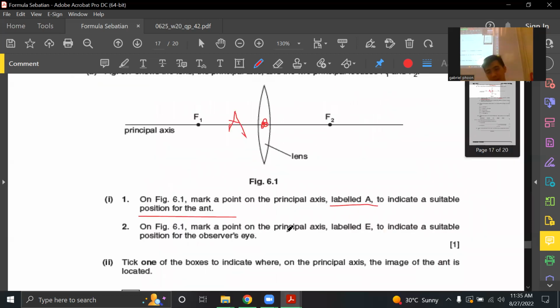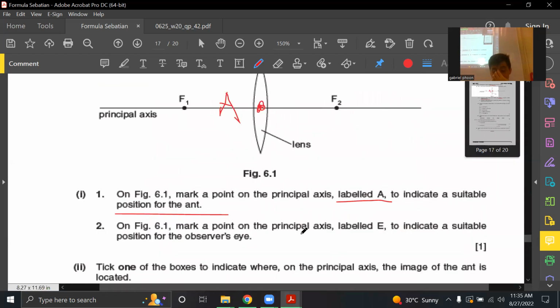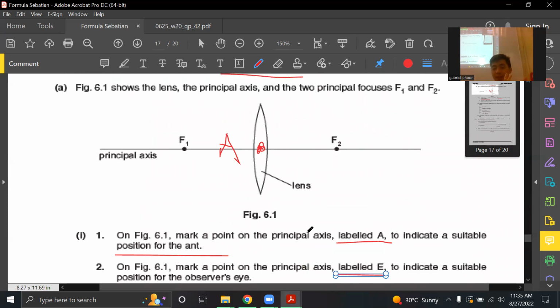And finally, last part here. Sorry, not last part. Next part here. Label E to indicate a suitable position of your eye. Yet again, that keeps telling you you have to have the mental image of where the eye is. You're supposed to have your E somewhere around here, guys. Exactly the same as your notes gave you. Somewhere around here, it doesn't matter.